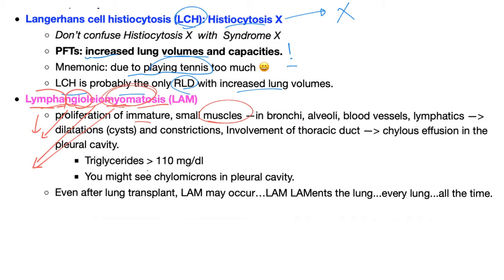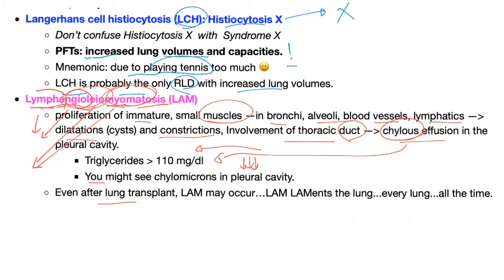Imagine my shock. In the bronchi, alveoli, blood vessels, lymphatics, dilatation and constrictions. Involvement of the thoracic duct will lead to chylous effusion in the pleural cavity. If it's chylous, you'll have lots of triglycerides, lots of chylomicrons, but very little cholesterol. You might see chylomicrons in the pleural cavity, no kidding. If it's called chylous effusion, it has chylomicrons.